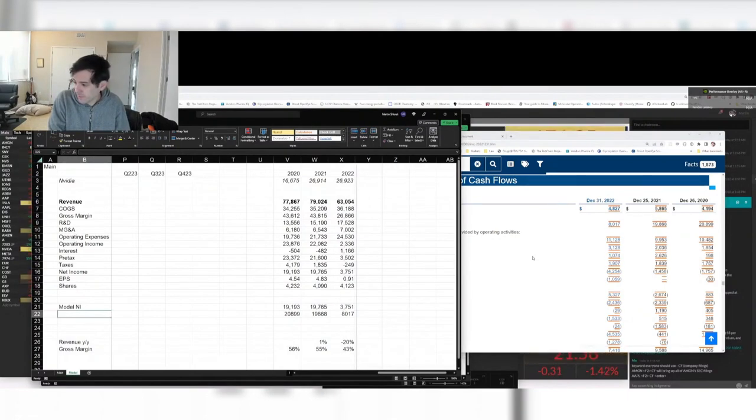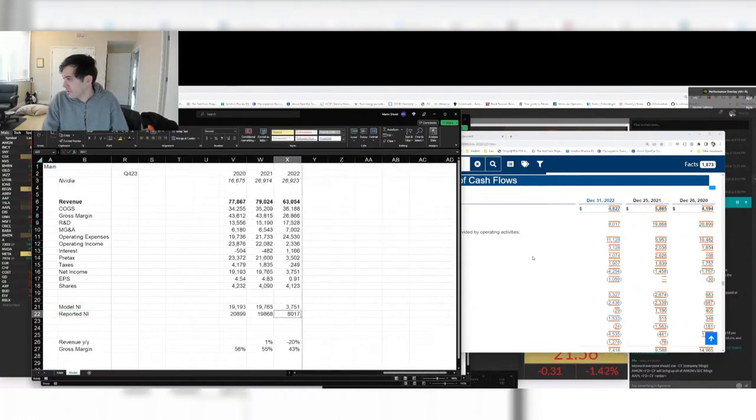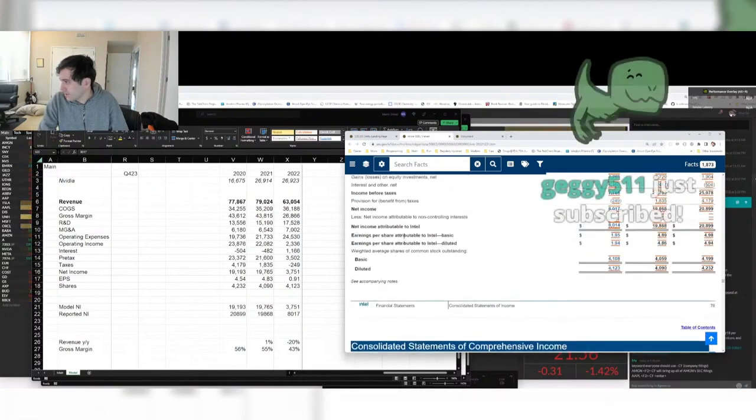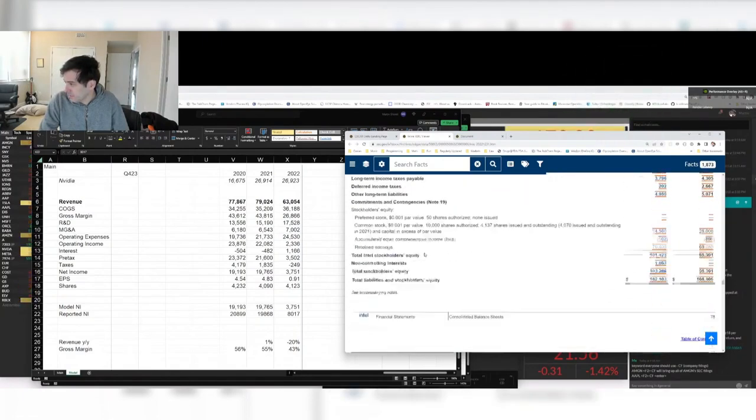So we're going to take what our model's net income is, what reported net income was, and try to reconcile them, basically. I just want to glance at this. Oh, I see. They had a $4 billion one-time gain. So that's what we excluded.